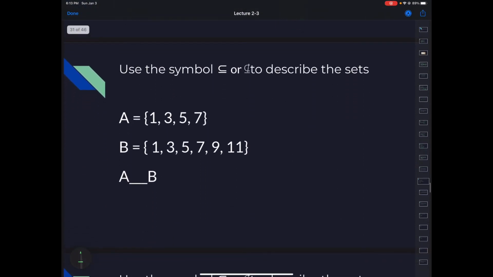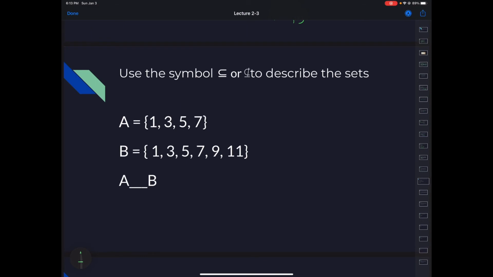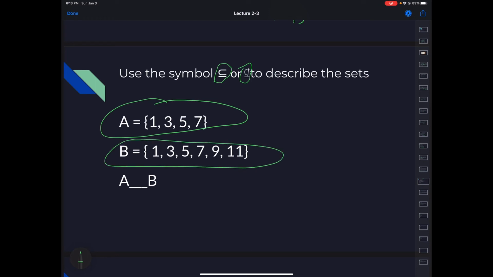So now let's do a little bit of practice with this. The symbols here are "is a subset" and, you guessed it, "is not a subset" to describe these sets. We have A is equal to {1, 3, 5, 7}. B is equal to {1, 3, 5, 7, 9, 11}. And we want to know if A is a subset of B.